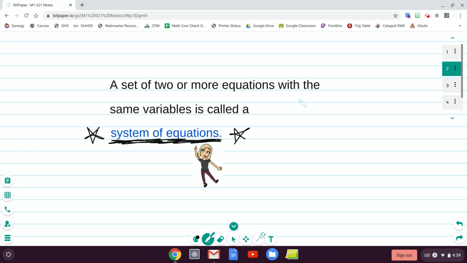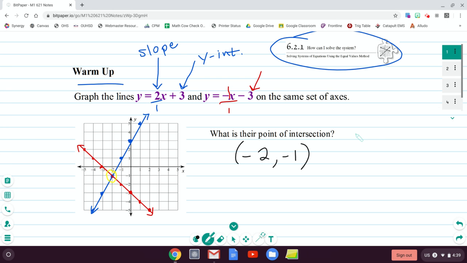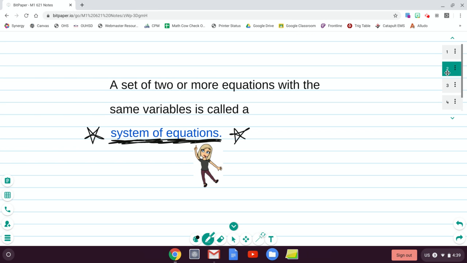So what we're going to be doing is we're going to be solving systems. So on this last page, when we graphed both lines, there was only one point that they both had in common, and that was -2, -1, right? This point right here. -2, -1 was the only point they shared that they both have in common. So that's the solution to this system. Okay? So make sure you have this written down. I'm moving on.